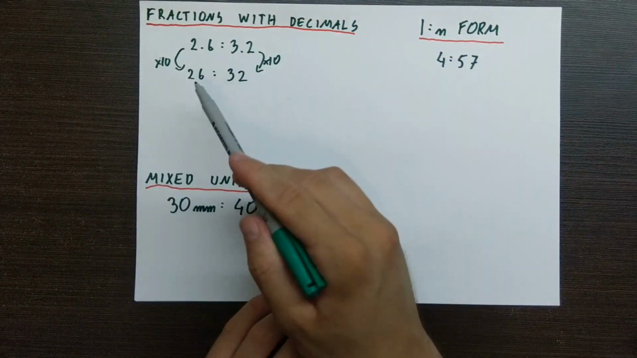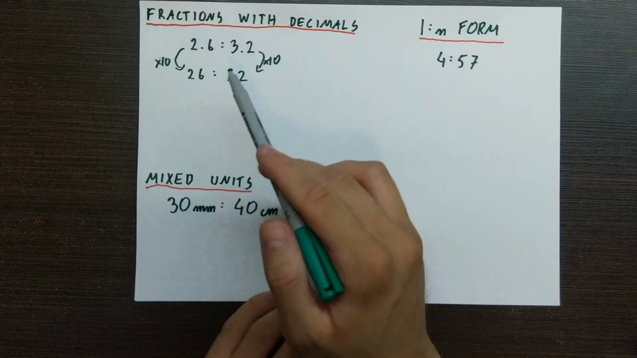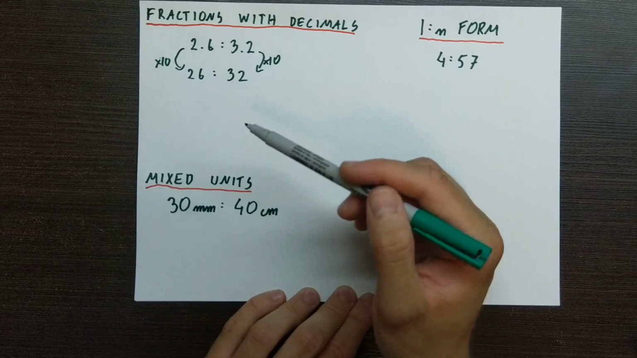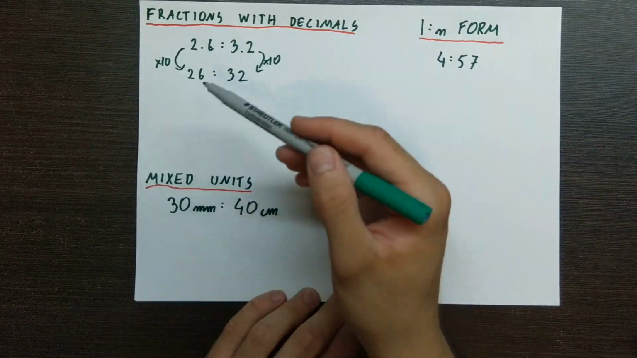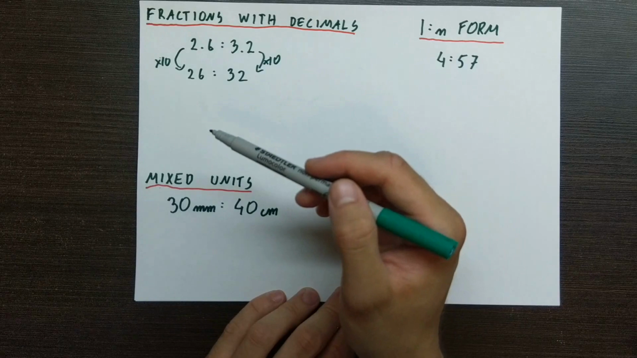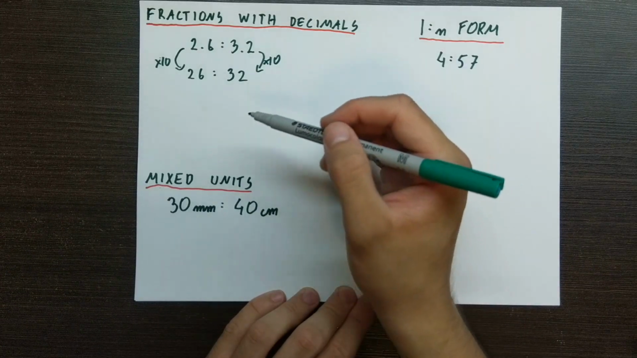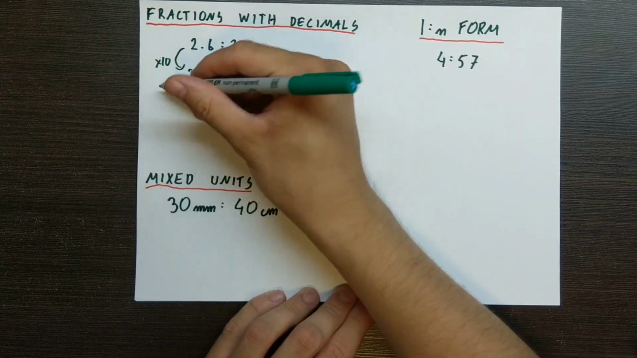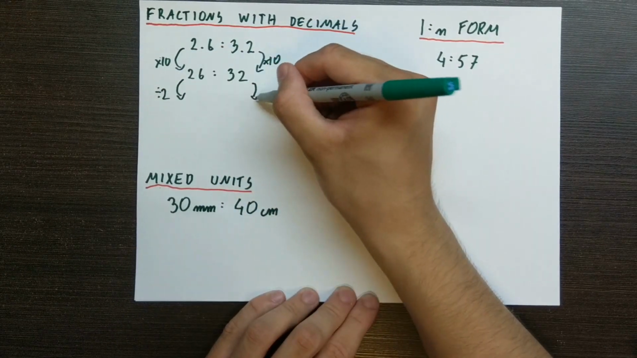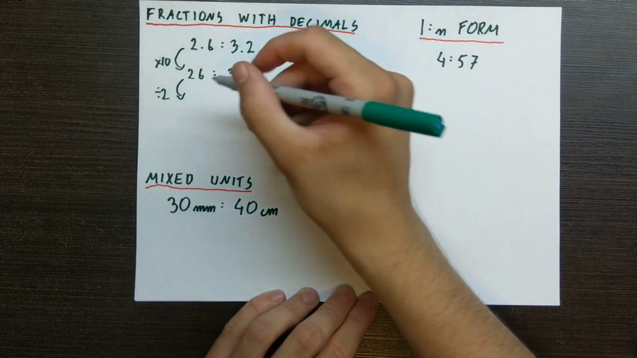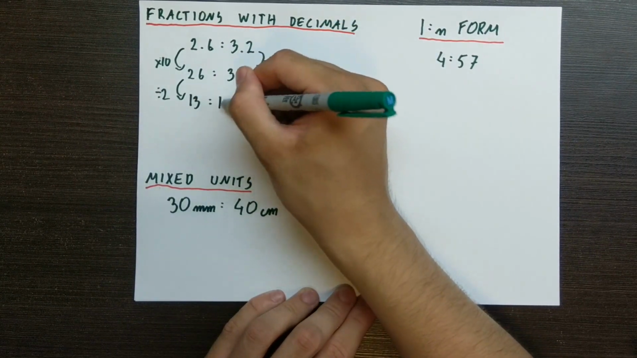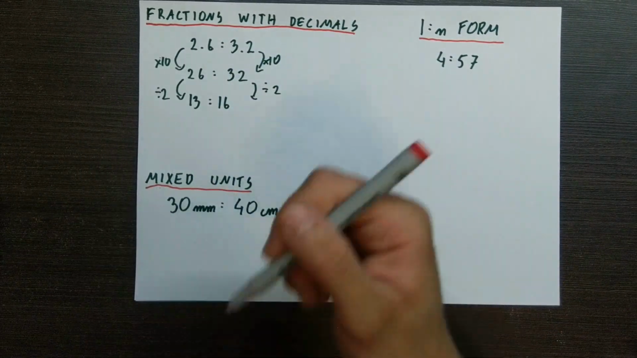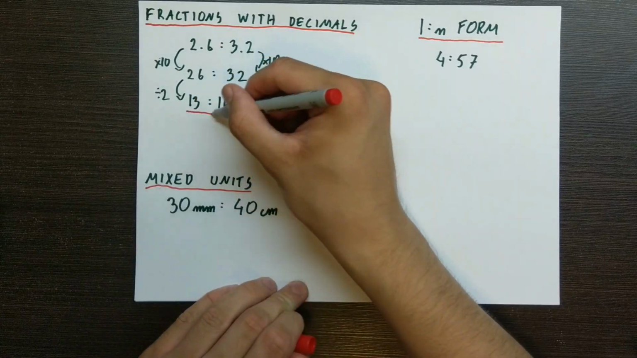And here we are. We are at the ratios that no longer have decimals, and now we can take it down to the simplest form. So again, we just have to divide through until we reach the simplest form. So here what I can see is that we can divide by 2. So let's do that. We divide both sides by 2 and we get 13 to 16, and 13 is a prime number, so we know that this is the simplest form of this ratio.